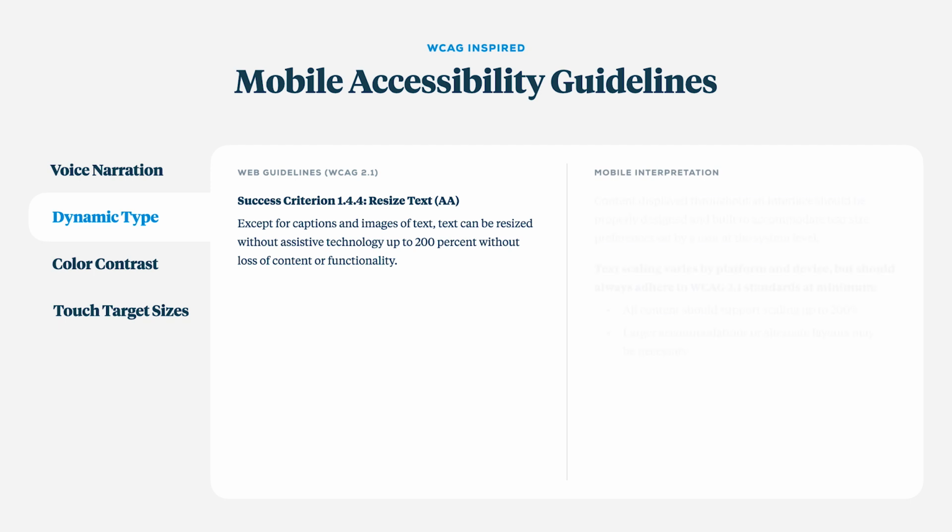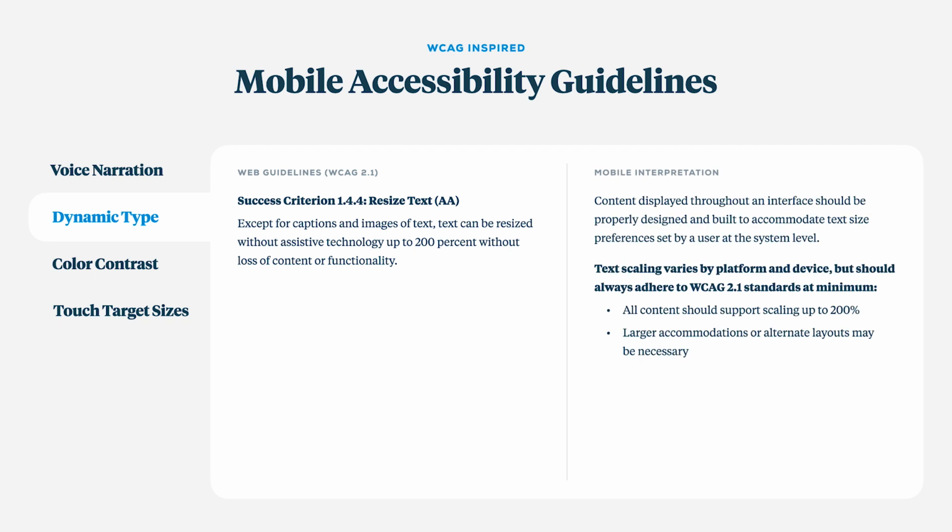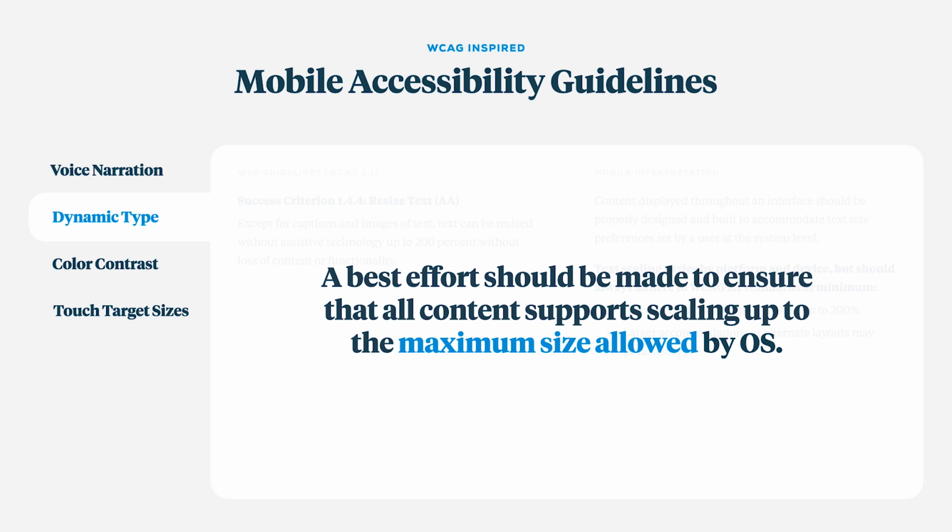Looking at WCAG as our starting point, you will see that Dynamic Type doesn't seem all that complex. And when interpreted for mobile, things don't get too crazy there either. But that's because a lot of details can be encapsulated underneath this very wide umbrella. The bottom line is this: a best effort should be made to ensure that all content supports scaling up to the maximum size allowed by the OS. Why? If you put yourself in those users' shoes, they're probably shrinking and enlarging their text for good reason, so we should be doing everything we can to ensure our product is adapting to that.